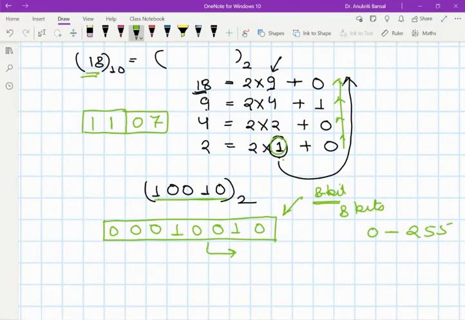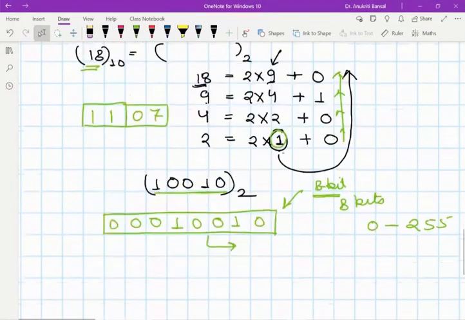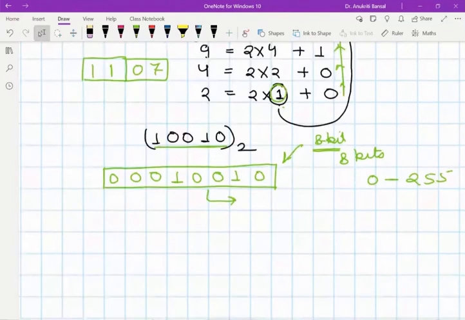Yes. Yes, ma'am. So it is clear till here, how to represent numbers from decimal to binary. Yes, ma'am. Okay.